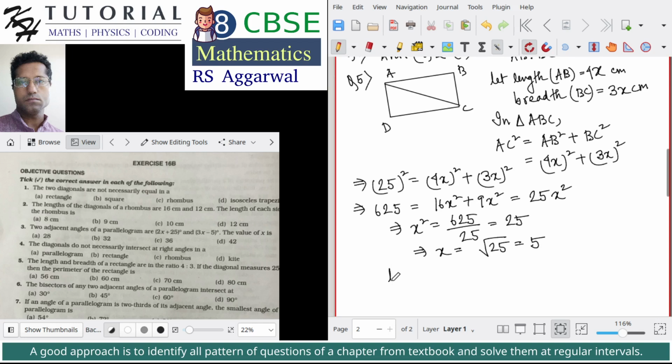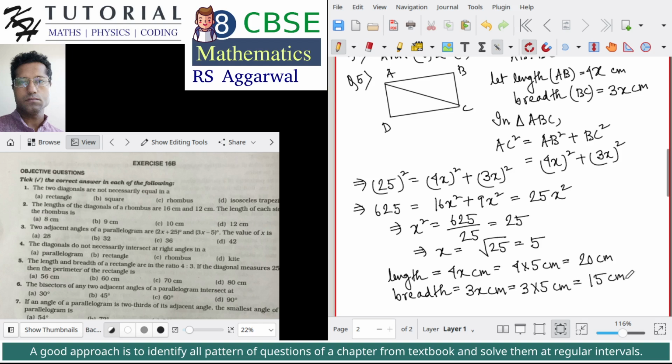Okay, so length will be equal to 4x centimeter, which is equal to 4 into 5 centimeter, which is equal to 20 centimeter, and breadth will be equal to 3x centimeter, which is equal to 3 multiplied by 5 centimeter, which is equal to 15 centimeter.